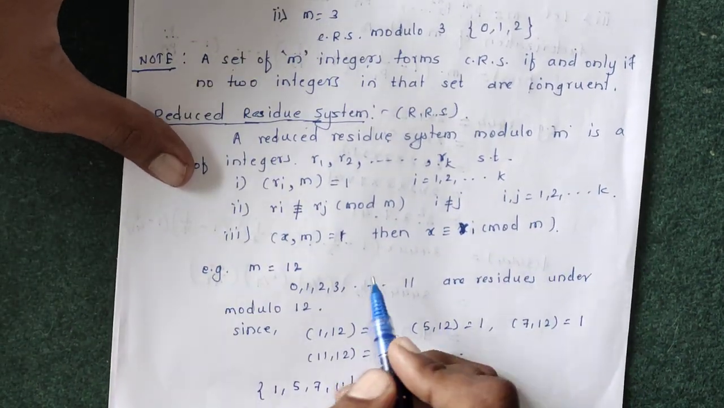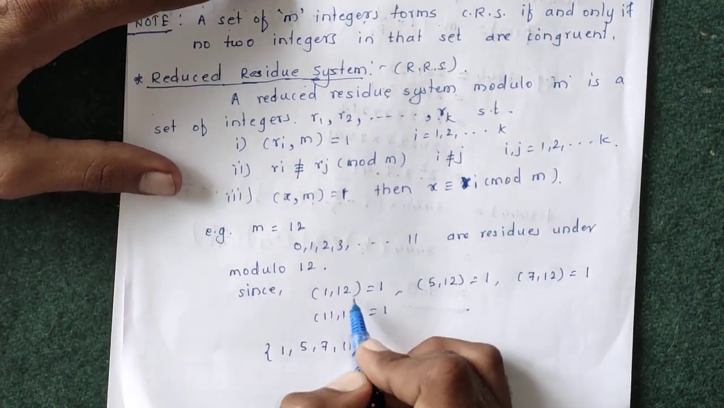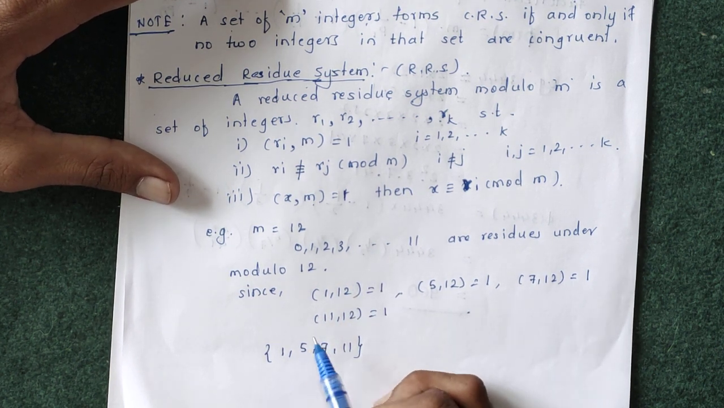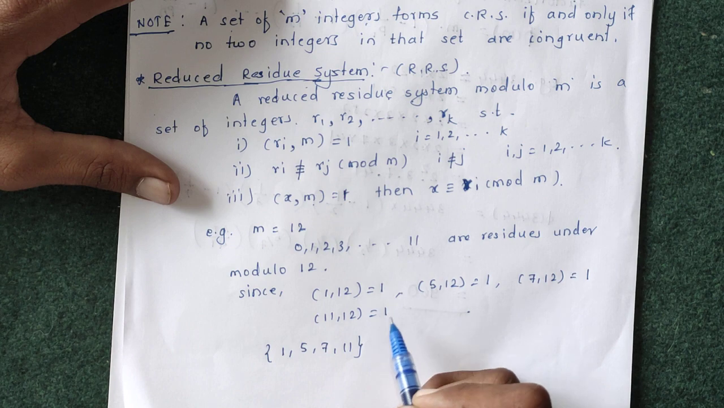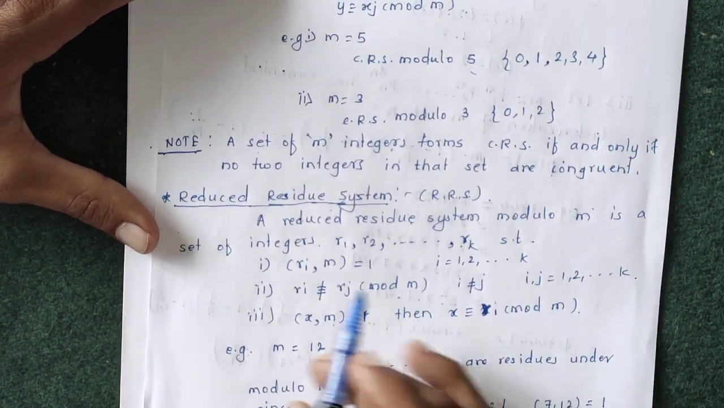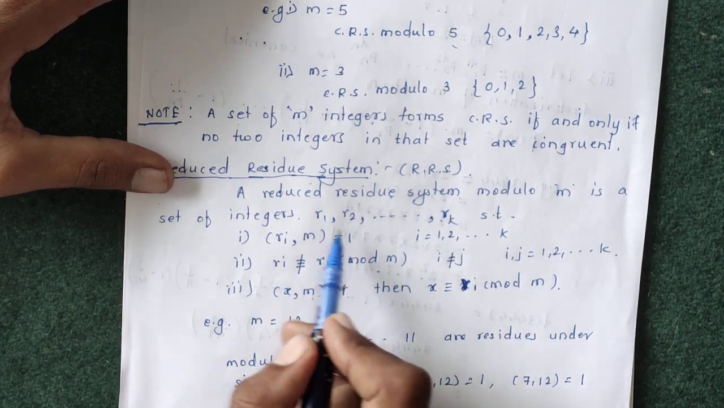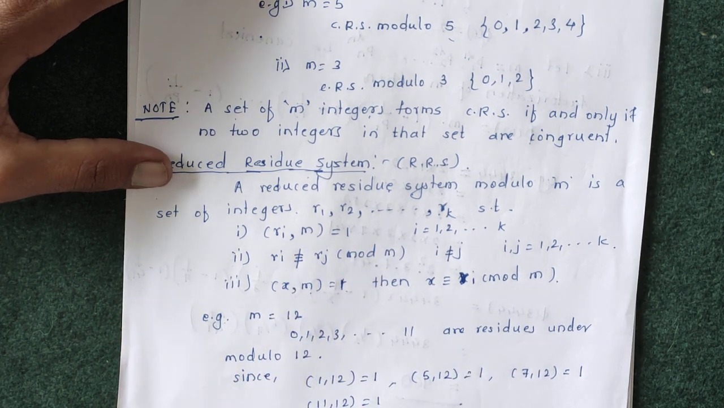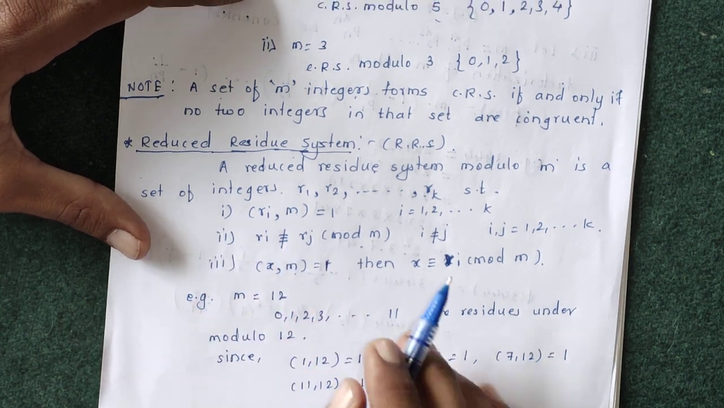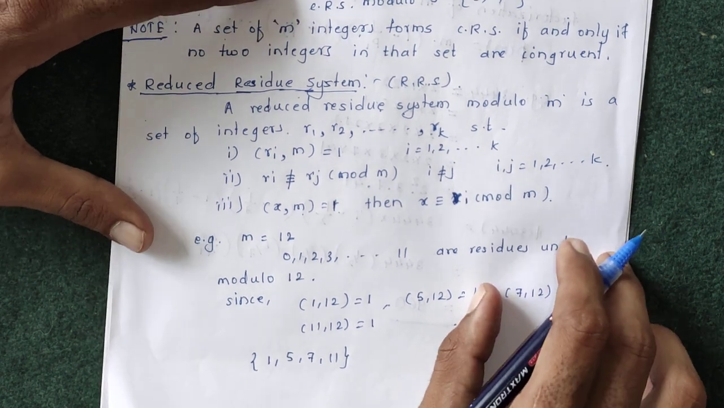And the last condition is that any x which is relatively prime to m is congruent to one of them. If you take 13, which is relatively prime to 12, then 13 is congruent to 1. Another integer, suppose 17, is congruent to 5 modulo 12. So to find the reduced residue system, we first find all the residues, and taking those which are relatively prime to m gives us the reduced residue system. We must check only the first step; after that, the second and third conditions are obvious.